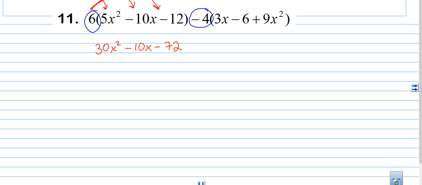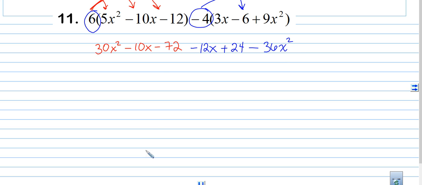And then in this second parentheses, negative 4 times positive 3 is negative 12x, which most people will get, but this is where most people will go wrong. Negative 4 times negative 6, a negative and a negative make a positive 24. Negative 4 times a positive, a negative times a positive is a negative, and 4 times 9 is 36x squared.